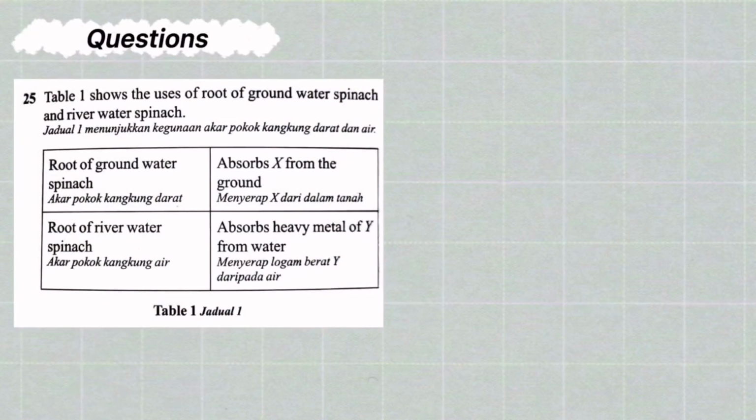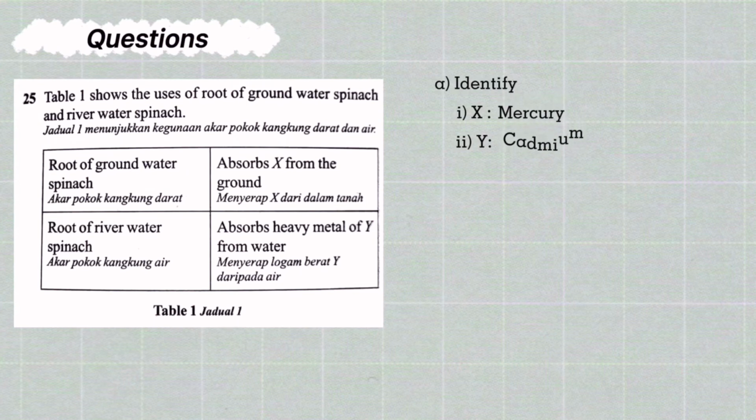So next we look at the questions. First question. Table 1 shows the uses of root of groundwater spinach and river water spinach. So for this question, we need to identify X and Y. The answer for X is mercury and the answer for Y is cadmium. For the next question, which is B, other than X, name one nutrient that can be absorbed by root of groundwater spinach. We have a variety of answers, which are copper, arsenic, zinc and lead.